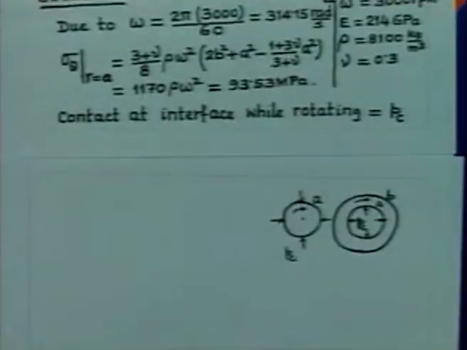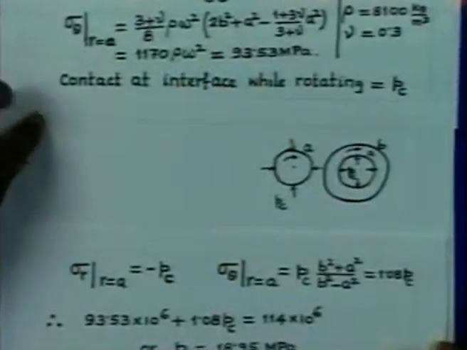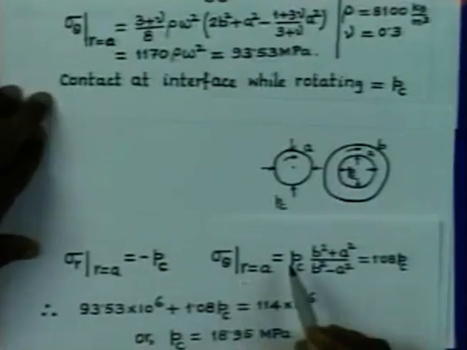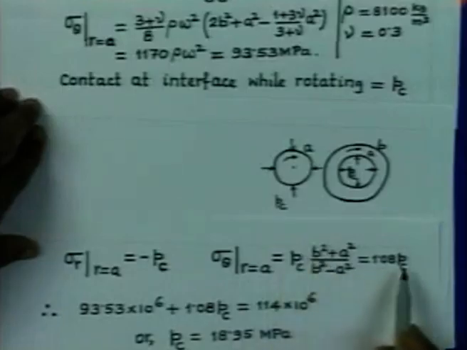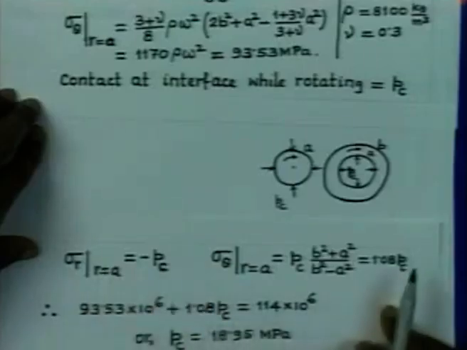Now there is also the contact pressure PC, so the stresses due to contact pressure we also have to calculate. If we calculate the stresses due to contact pressure, we will have the cylinder experiencing tensile stress in the circumferential direction. Therefore, from Lame's formula, it is given by this, and it comes out to be 1.08 PC, and sigma r is obviously minus PC.